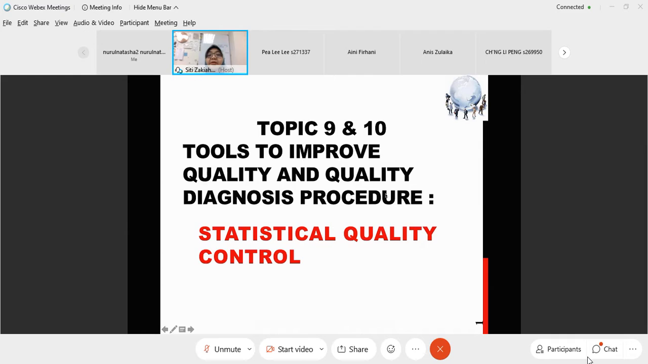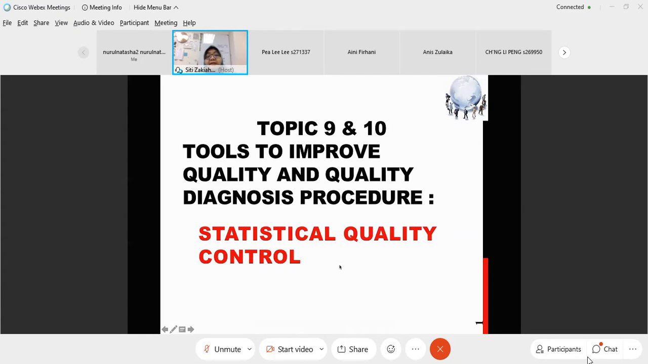The main topic for today is tools to improve quality and quality diagnosis procedure. This slide will cover chapter 9 and chapter 10, but in your Foster book, it will be chapter 11 and 12. If you want to refer to the book, it's chapter 11 and 12.